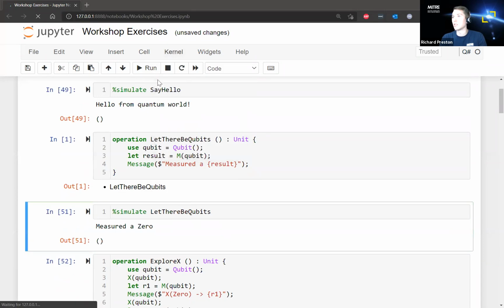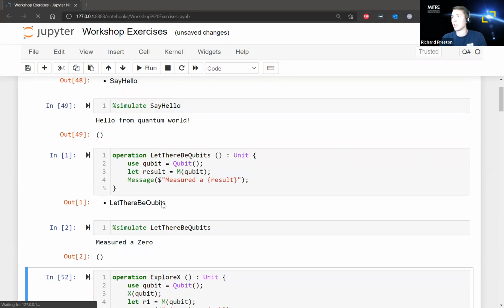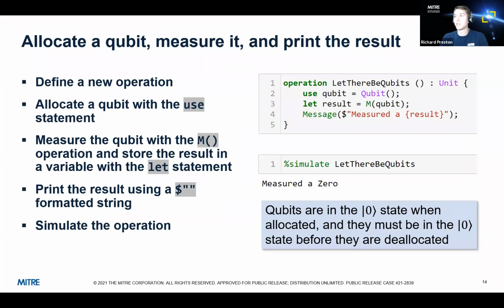And then we can say, let there be qubits, and then it's gonna tell me, all right, I allocated a qubit, I measured it, and then I printed out the result, and it's measured as 0. This is because qubits are in a 0 state when they're allocated always in Q#. Not only that, but they have to be in the 0 state before they can be deallocated, before they go out of scope. If you've ever heard of the idea of scope, basically that means that a variable only exists within a function or within an operation.